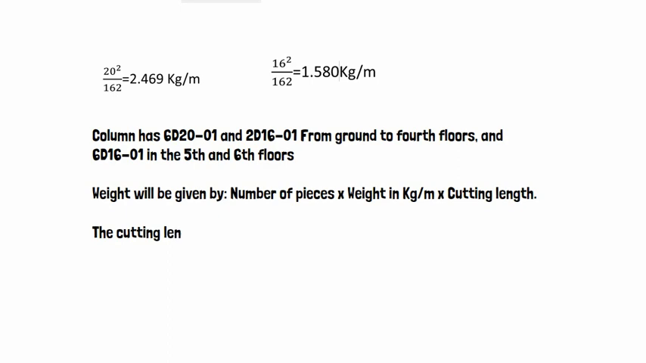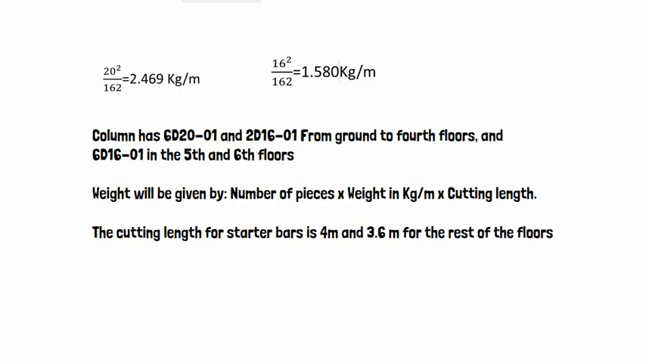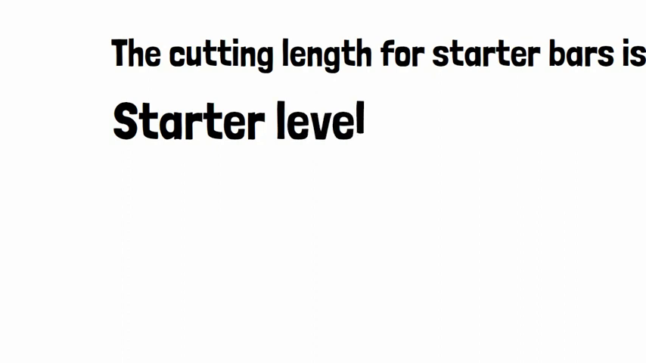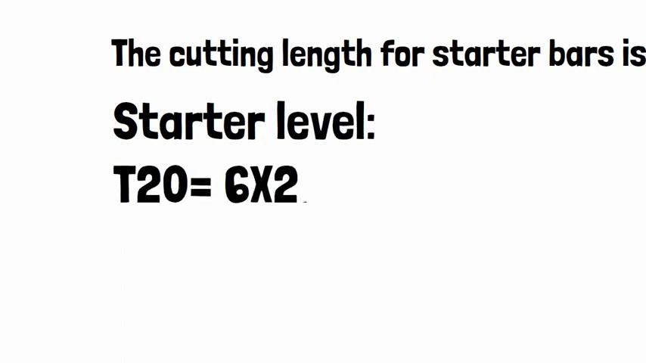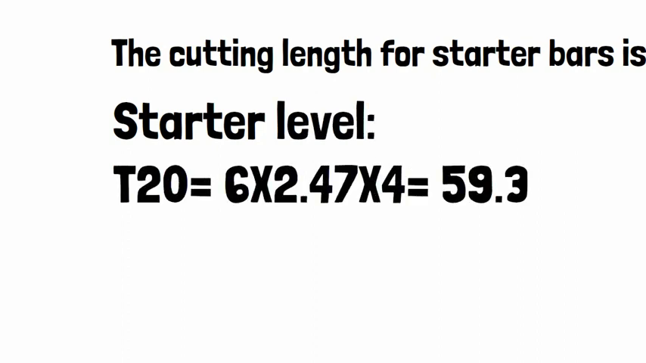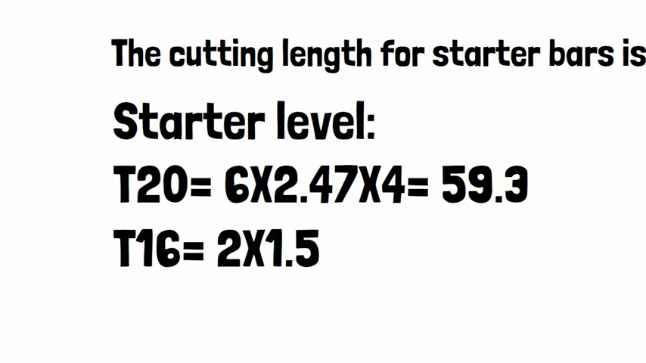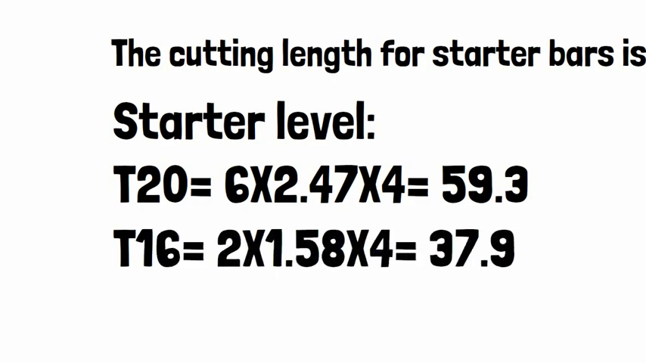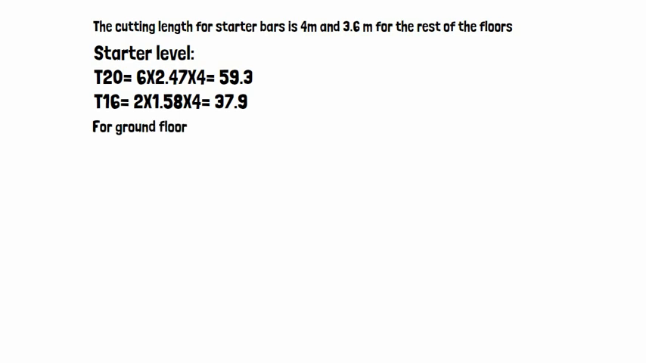So the cutting length for starter bar is usually 4 meters. So the starter bar is the foundation level, and from ground floor to sixth floor, the cutting length is 0.6 meter. So let's start at starter level or ground foundation level. T20 will have 59.3 kilogram. T16 will have 37.9 kilogram.